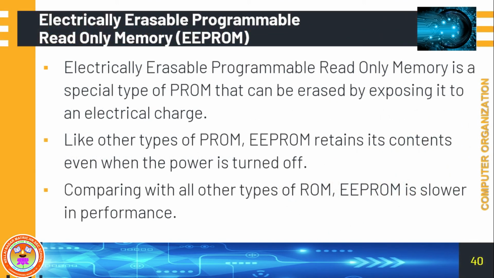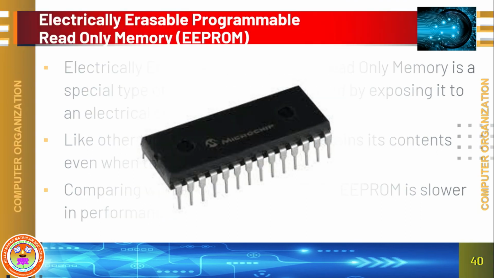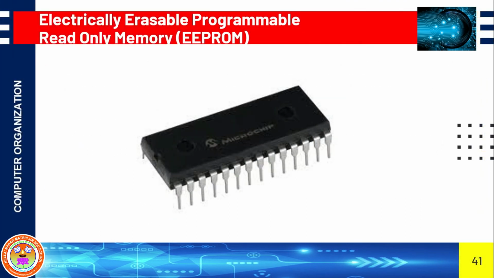The last ROM type is EEPROM, electrically erasable programmable read-only memory. It is a special type of PROM that can be erased by exposing it to an electrical charge. In EPROM, we erase the content using ultraviolet rays, but in EEPROM, we can erase the data using electrical charge. Like other types of PROM, EEPROM retains its contents even when the power is turned off. Compared with all other types of ROM, EEPROMs are slower in performance, very slow for executing data. That's all about EEPROM. This is a pictorial representation of electrically erasable programmable read-only memory. Students, please note it.